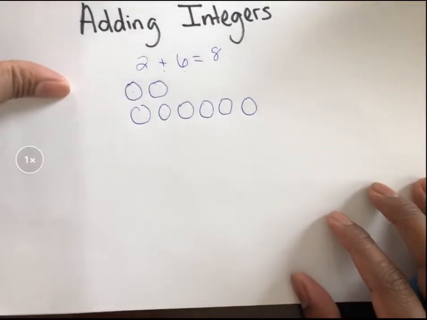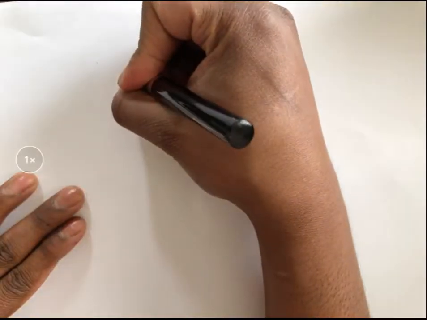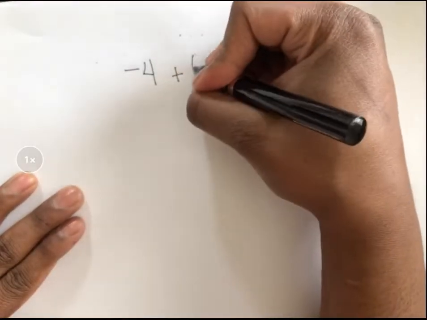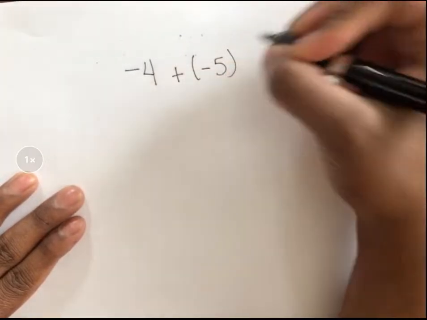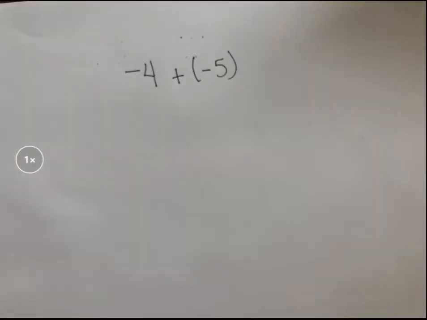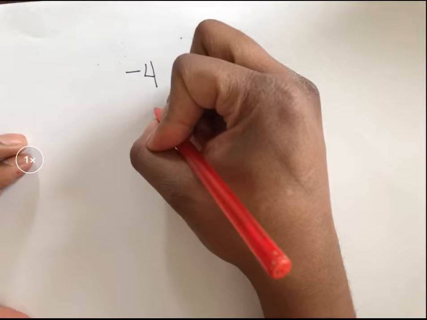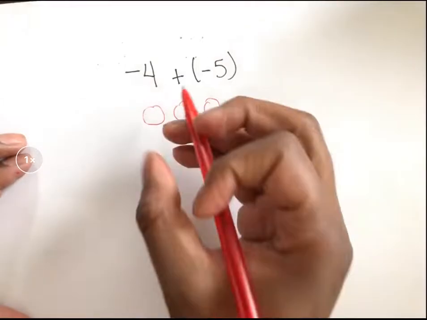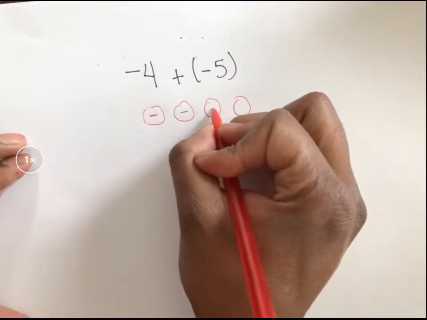We're just going to go ahead and change this page. Let's have a problem like this. I have a -4 plus a -5. The one thing we want to understand is that our signs are the same. So when I'm drawing my number disk, I'm going to represent those two numbers correctly. So for the 4, I'm going to draw 4 circles. 1, 2, 3, 4. Because they're negative, I'm going to put a negative sign inside because the signs do matter.